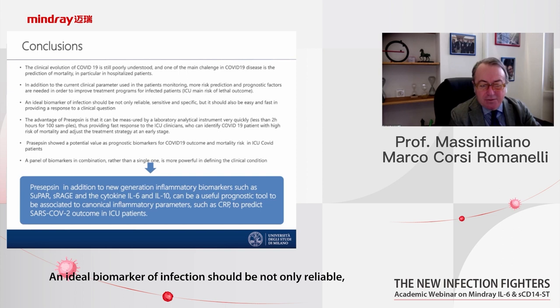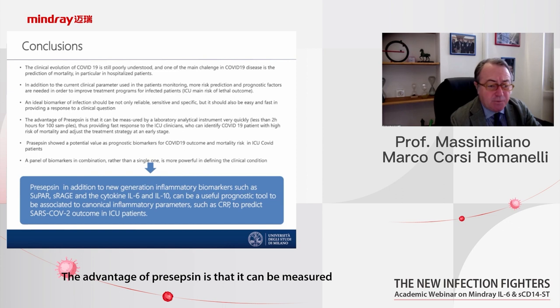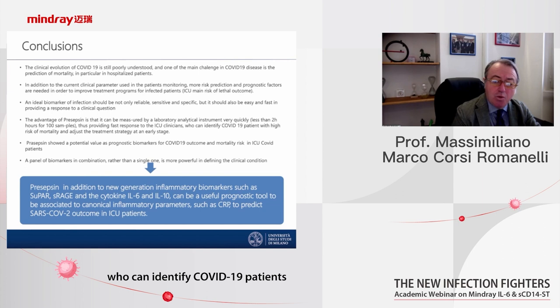An ideal biomarker of infection should be not only reliable, sensitive, and specific, but it should also be easy and fast in providing a response to a clinical question. The advantage of presepsin is that it can be measured by a laboratory analytical instrument very quickly, in less than 2 hours, thus providing a fast response to the ICU clinician, who can identify COVID-19 patients with high risk of mortality and adjust the treatment strategy at an early stage.